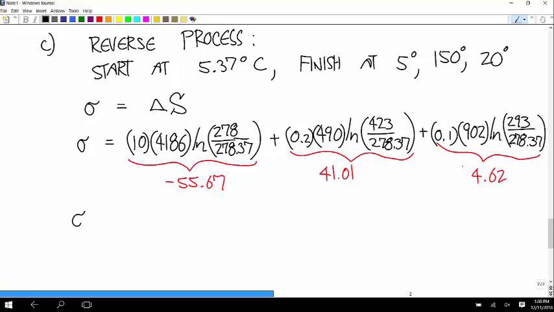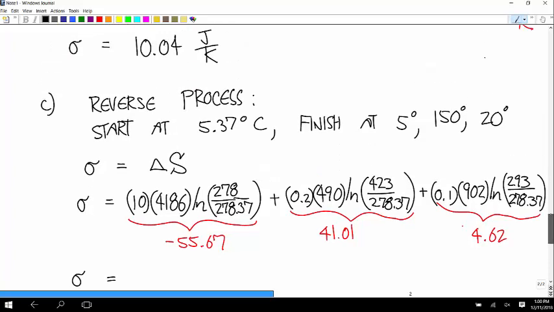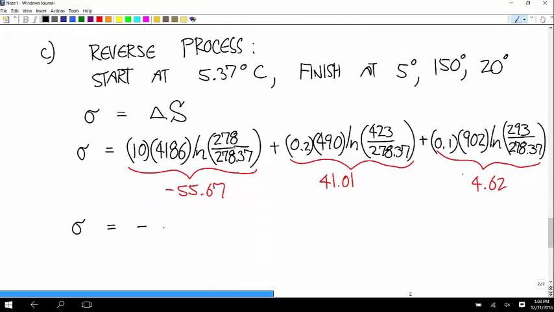And so that says that the entropy produced is negative 10.04 joules per Kelvin, and that can't happen. So the second law of thermodynamics says that you couldn't start with these things at the same temperature and have them go off into those other temperatures.